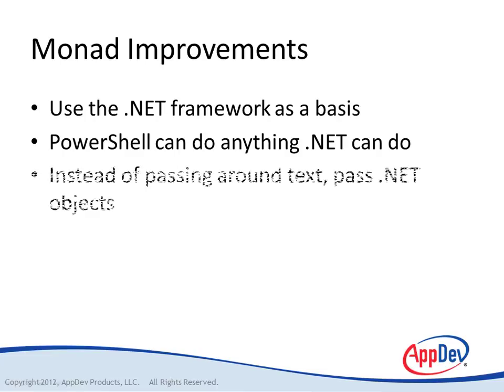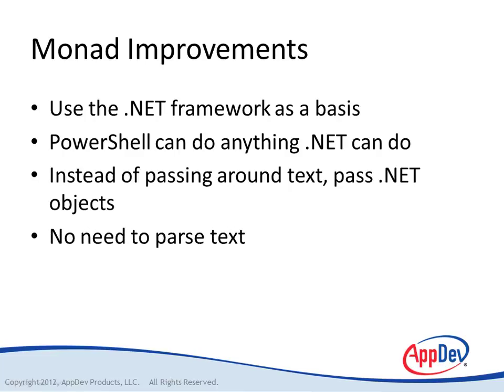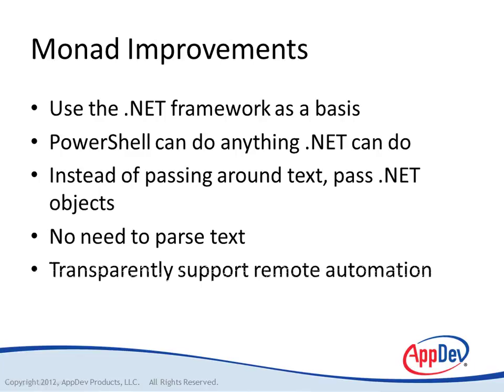By using the .NET framework, it enabled them to pass objects around instead of passing text around. And that means there's no need to parse anything, unless of course you're writing some sort of text parser. But you don't need to understand how to catch the formatted results of a command that lists the files in a directory, because you would get a collection of objects that you could play with. And then finally, they wanted to, right out of the box, transparently support remote automation using web services with .NET.